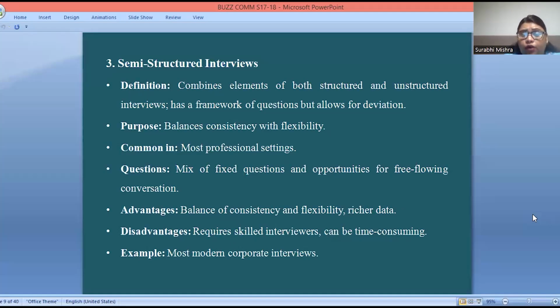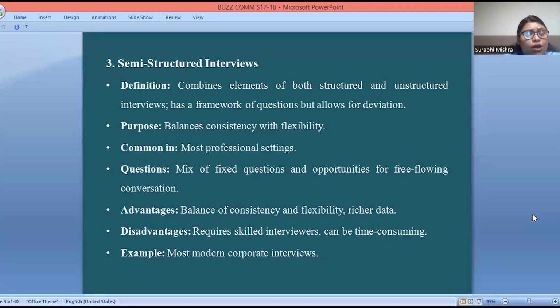Like in a structured interview, the pattern of questions is fixed and we cannot deviate from it, right? We have to follow the set pattern. But in this semi-structured one, deviation is allowed. We might make some slight changes, right? The purpose is that it balances consistency with flexibility, common in most professional settings, and a mix of fixed questions and opportunities for free flowing conversation is used.